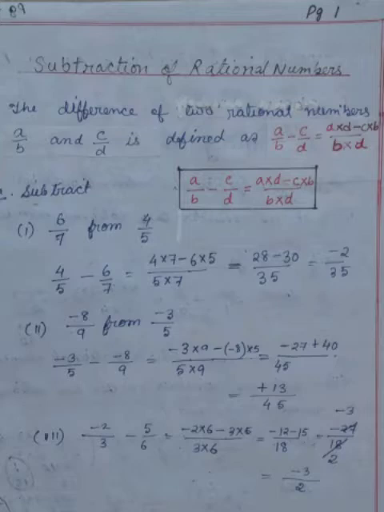The difference of two rational numbers a by b and c by d is defined as a by b minus c by d equal to a into d minus c into b divided by b into d. Let us take an example. Subtract 6 by 7 from 4 by 5. 4 by 5 minus 6 by 7.